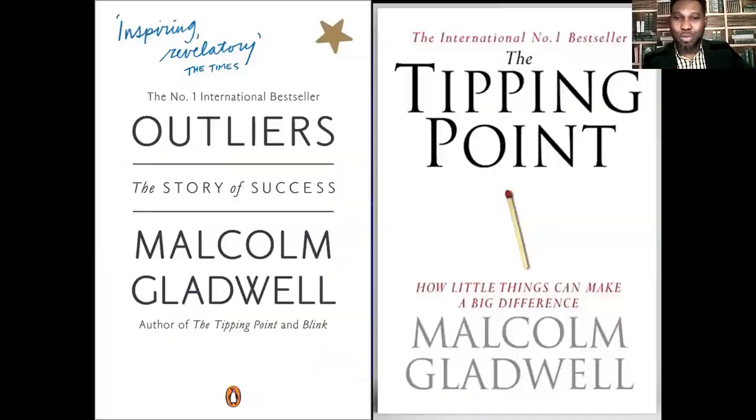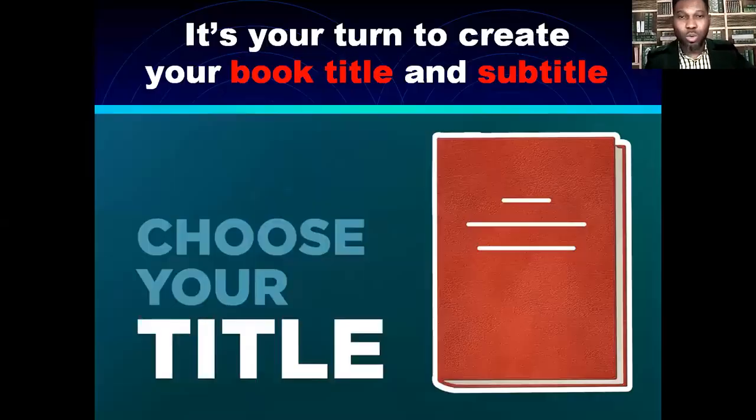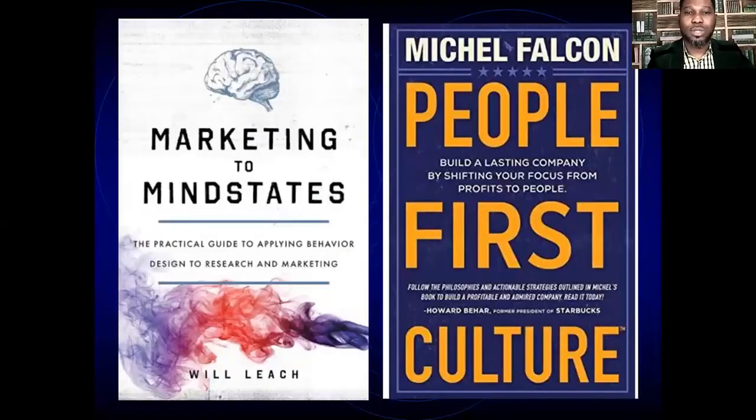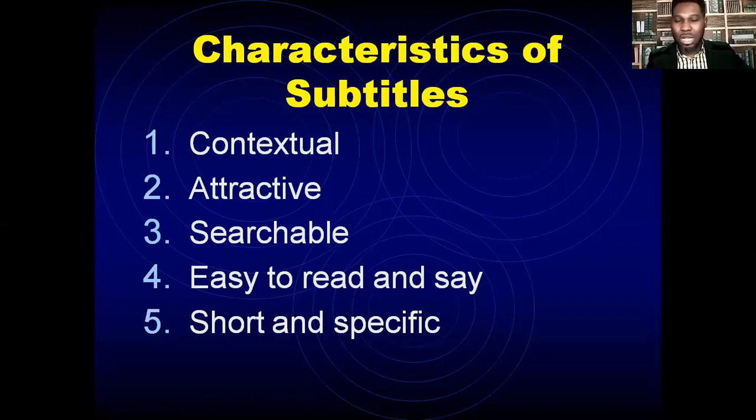So where are those books? Yeah, Outliers. You don't know what it means, but you could see the subtitle says the story of success. So you know what the book is about. The Tipping Point, you don't know what it means, but you see how little things can make a big difference. So you know what the book is about. Good.